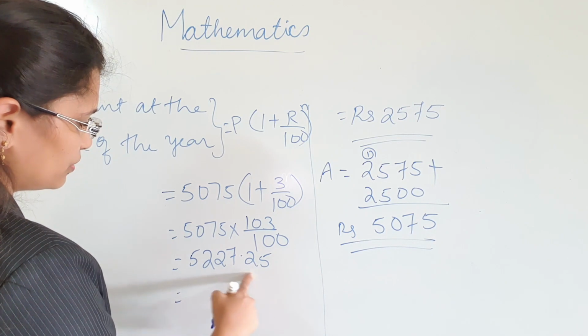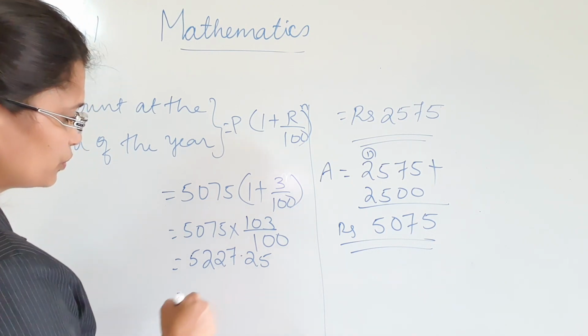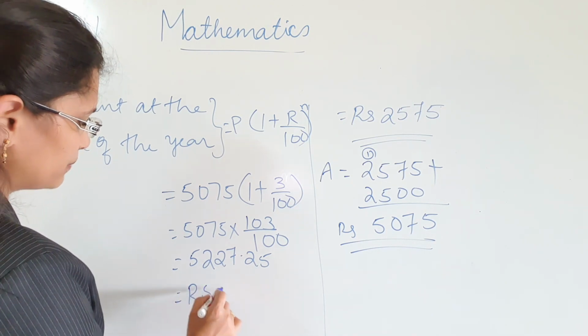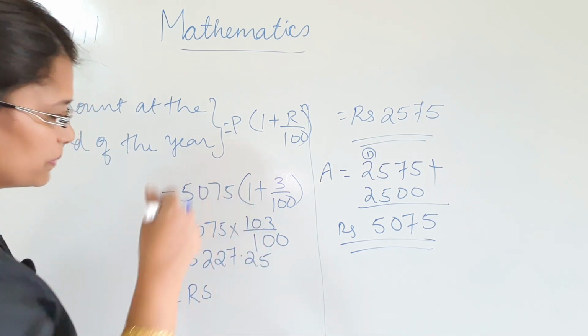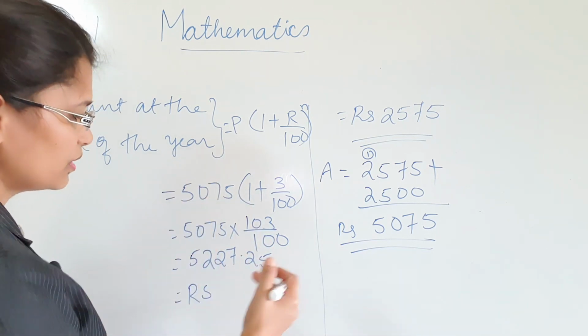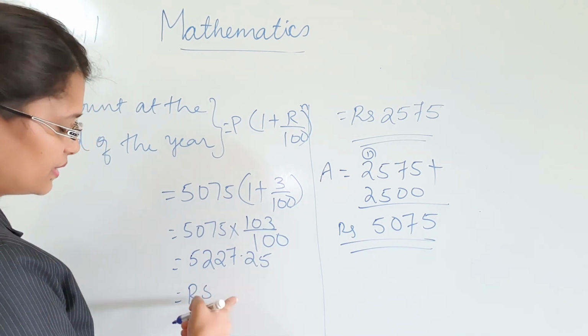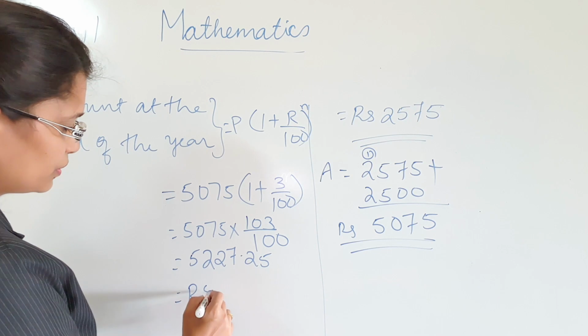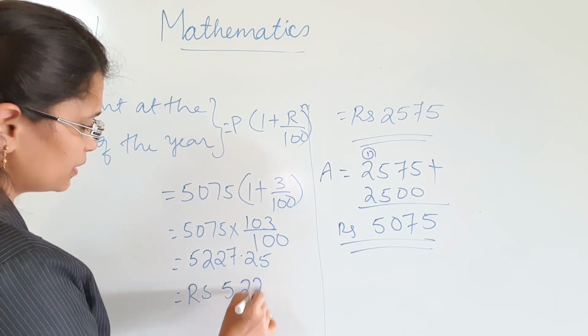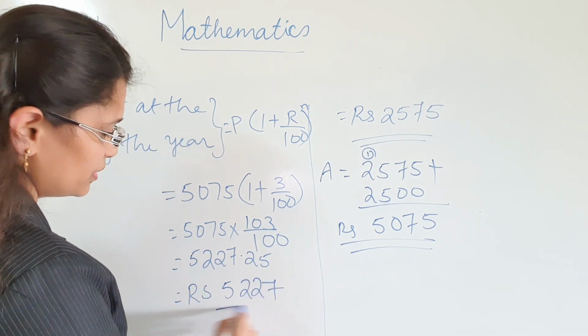5227.25. So, this is 25, that means 25 paise. So, ignore that. If it is below 50, you can ignore. If it is 50 or more than 50, you can consider it as 1 rupee. So, rupees 5227.